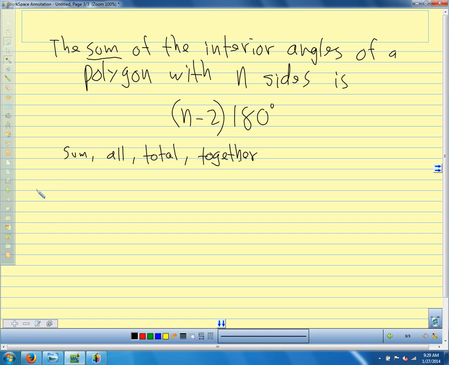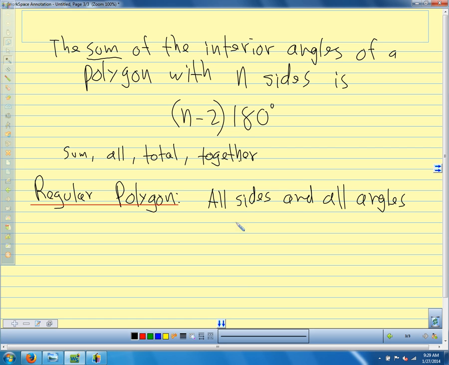All right, let's talk really quickly about what we mean by a regular polygon. What would you guess we mean by a regular polygon? All sides and all angles. So a regular polygon that we've talked about already is an equilateral triangle. An equilateral triangle is a regular polygon. So for a regular polygon, we know that all of the angles are the same. So if our polygon has three sides, how many angles are going to be in the polygon? Three.